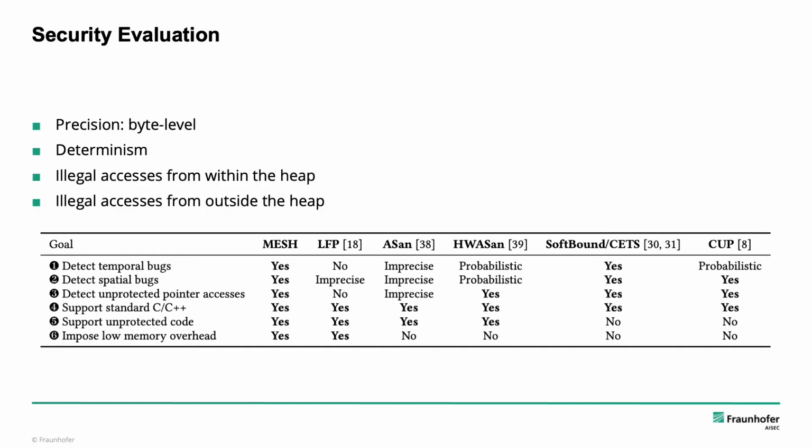Then, from a security perspective, we note that Mesh has perfect precision in its safety checks. Mesh can deterministically detect illegal accesses to our heap from both within itself and from other memory regions, unless of course the optional wraparound and reuse algorithm is used, which makes our temporal safety probabilistic.